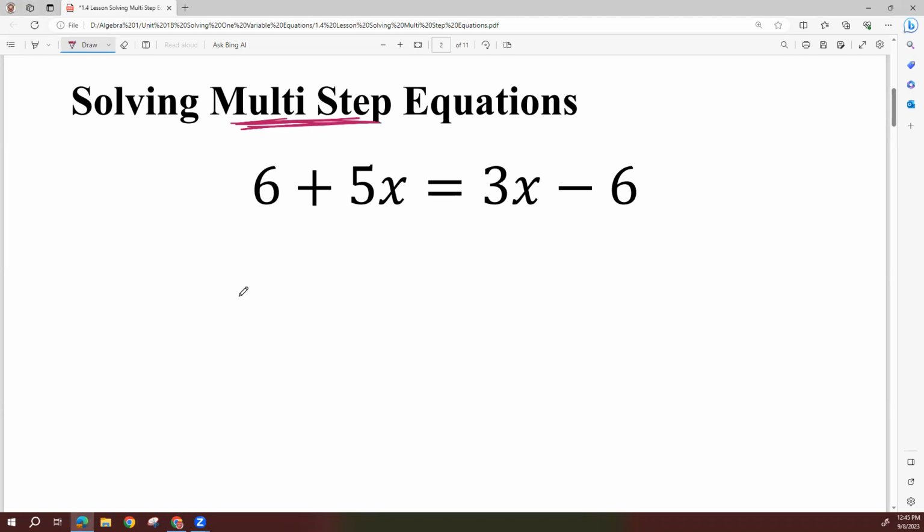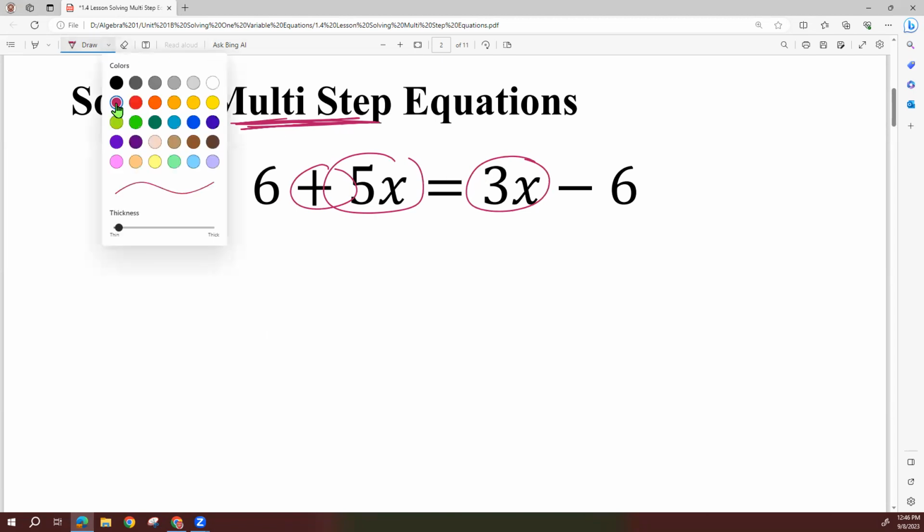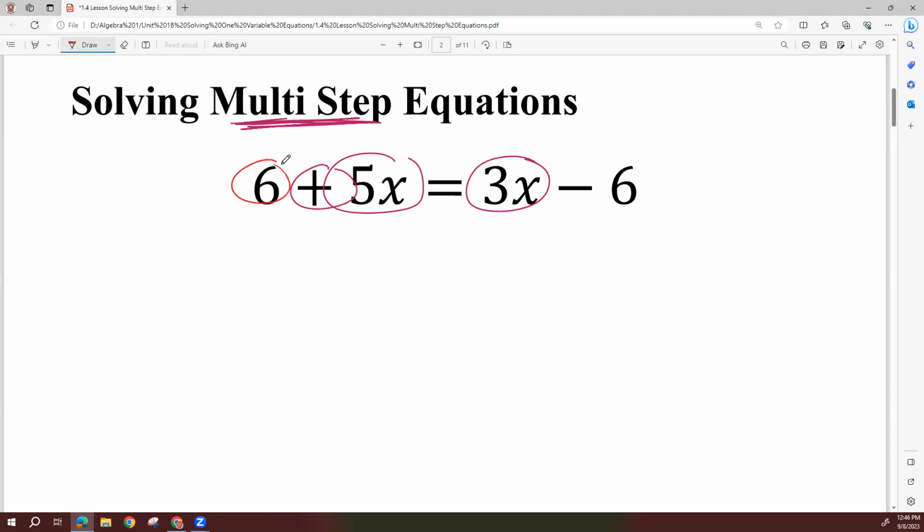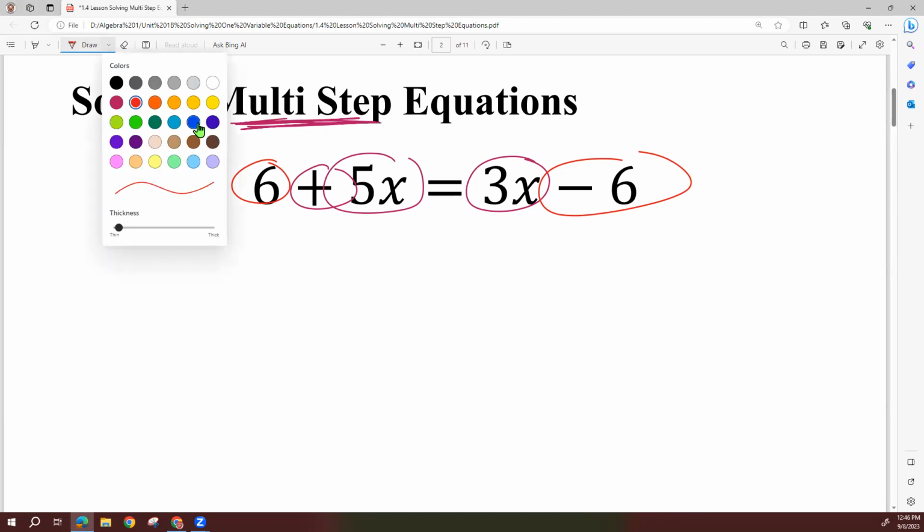When we have multi-step equations, a lot of times we have terms that have variables. So we have terms with variables here. We have this 5x, it's positive. We have 3x, it's also positive since there's no sign. And then we have constant terms, positive 6 and negative 6. And what I like to do is get all of the variable terms to one side of the equation and all the constant terms to the other side. And I typically put the variable terms on the left. You can put them on the right if you want to. Both of them are absolutely fine.